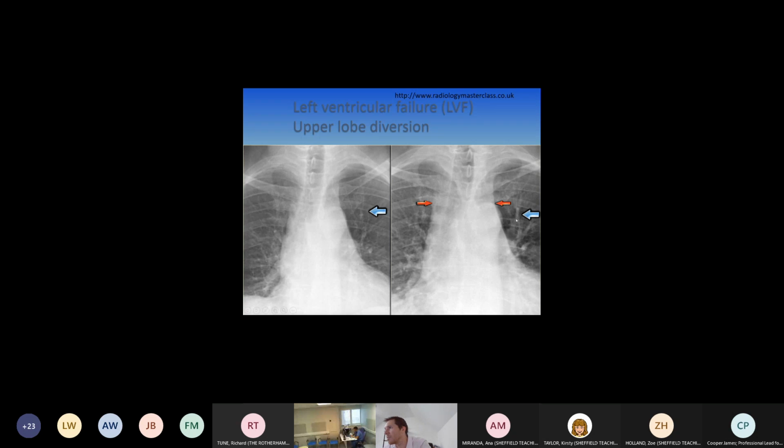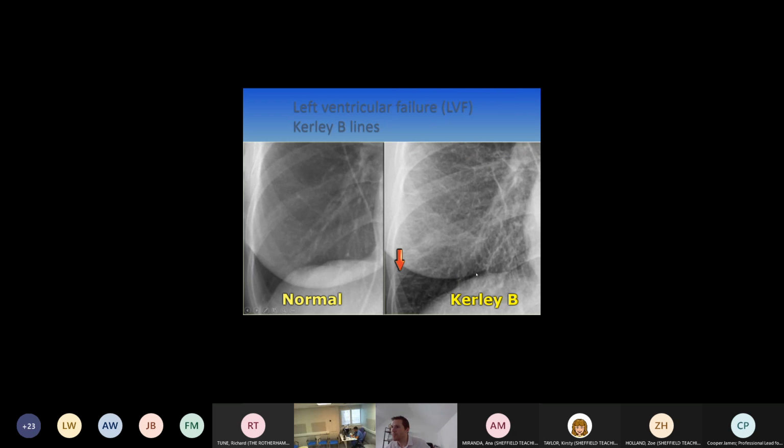You can see in this case they've become engorged, and you can definitely see that there's more prominence of these upper lobe vessels. The vessels have increased in diameter. The blood's been forced into the upper lobes due to rising arterial pressure.